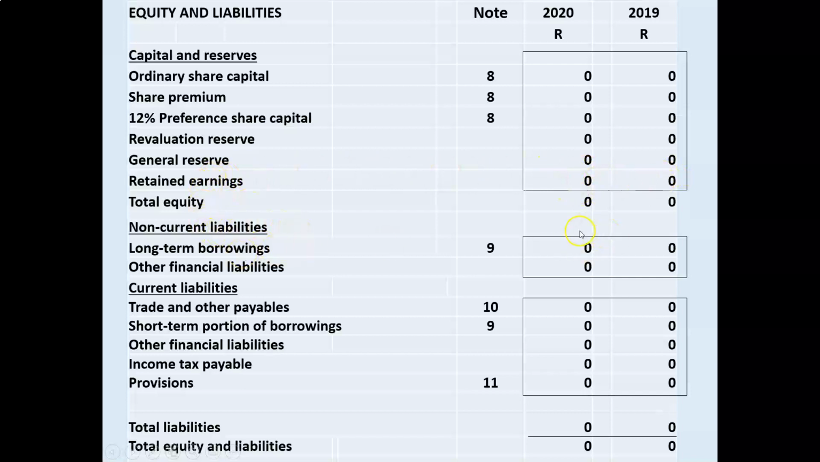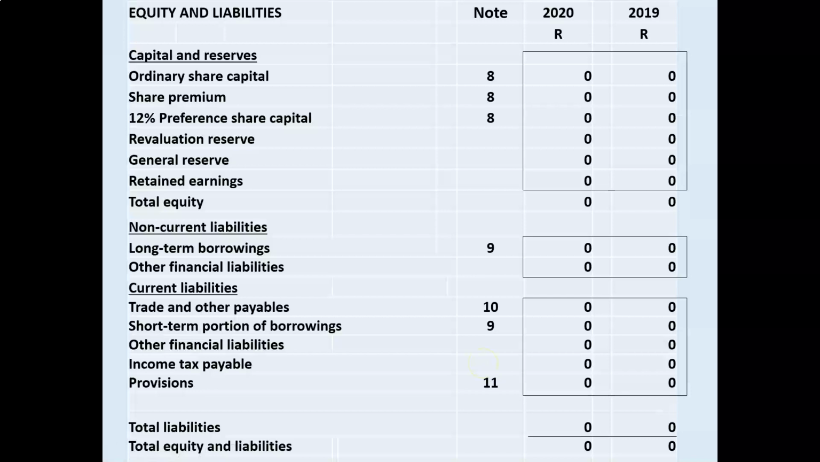Non-current liabilities, long-term borrowings, that we've done last semester, the whole note, so you must be able to disclose that note. Other financial liabilities. Current liabilities, trade and other payables, we've done that last semester, you must be able to do that note. The short-term portion of the long-term borrowings is in that note. Clearly, I'm going to repay some of that loan in the next 12 months. So we're only going to show the portion which is longer than 12 months from year end in the non-current liability section. And those repayments that are going to be made within the next 12 months are shown under current liabilities. Other financial liabilities, income tax payable.